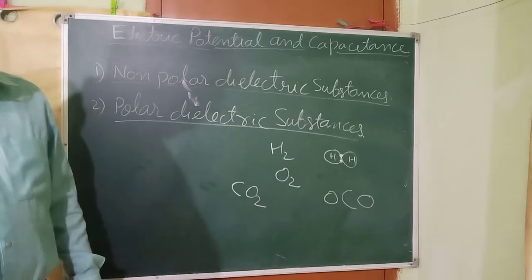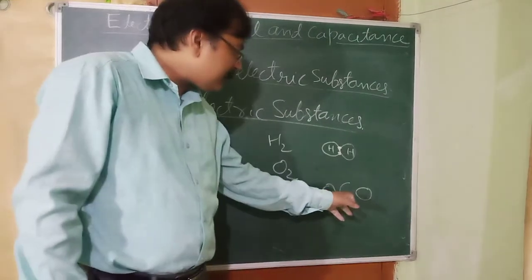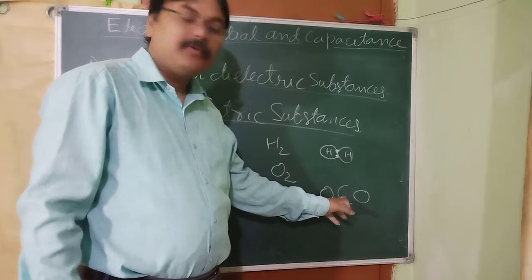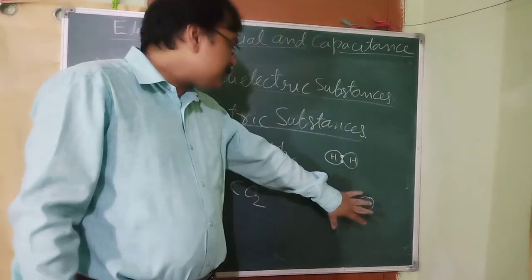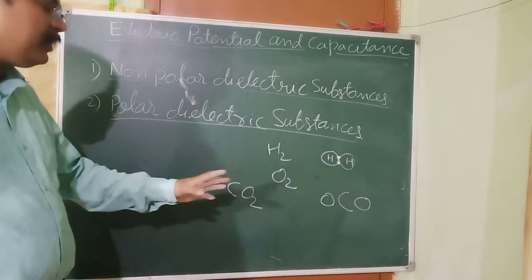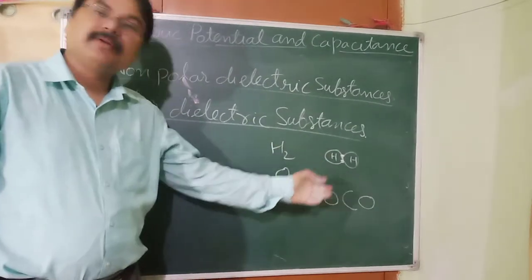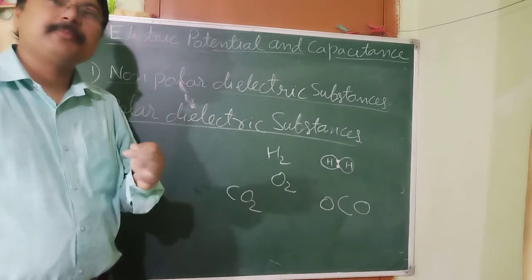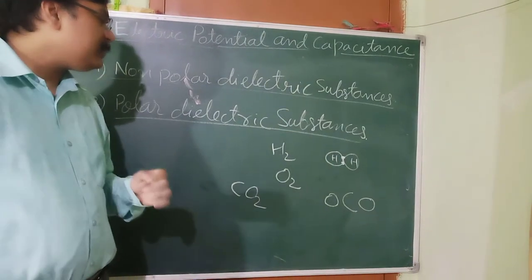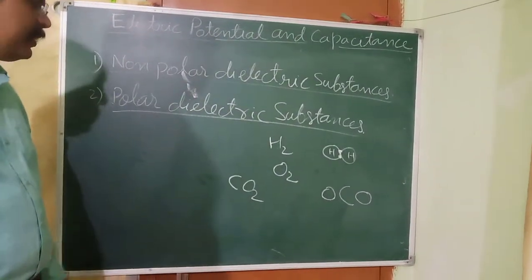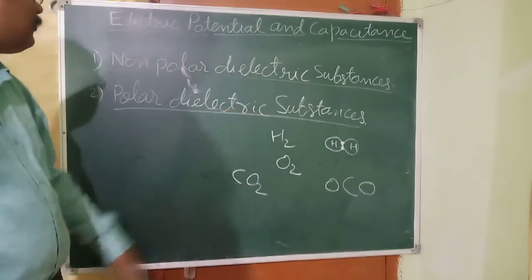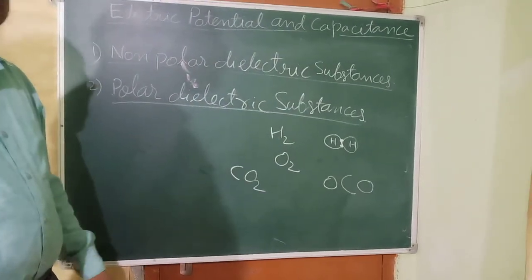The center of mass of the negative charges as well as the positive charges is at the center, at carbon. So what happens? It remains neutral. Neutral, no, we cannot say that, that's not an appropriate word. The appropriate word is that it is not going to behave like an electric dipole. And that's why it is also an example of a non-polar dielectric substance.